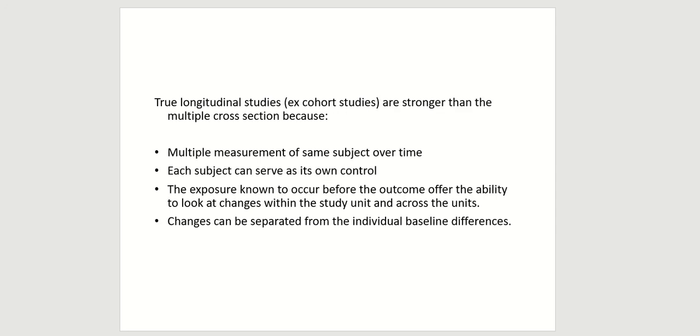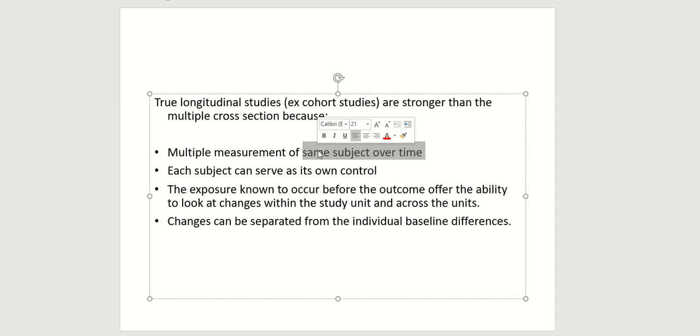True longitudinal studies like cohorts are stronger than multiple cross-sectional studies because of multiple measurements of the same subject over time. That's why we talk about within-subject effect. You have the same subject and you're measuring that subject again and again and again, which we do not have in serial cross-sectional studies because they're not the same people.